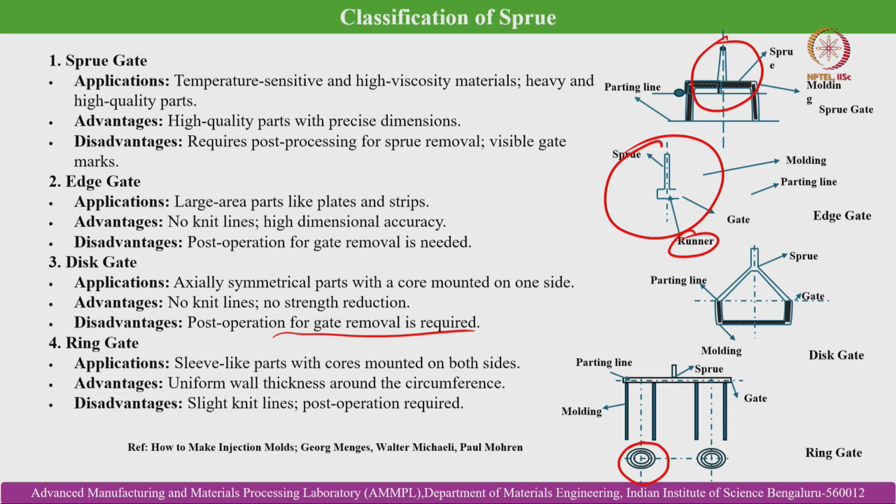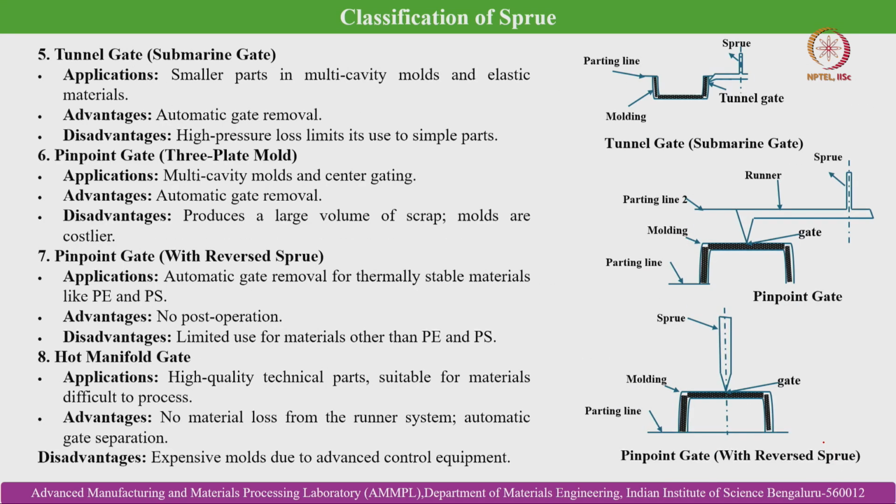Applications are sleeve like parts with cores mounted on both sides. Advantages: uniform wall thickness around the circumference. The disadvantages are slight weld lines, and a post operation is required in case of a ring gate. Okay.